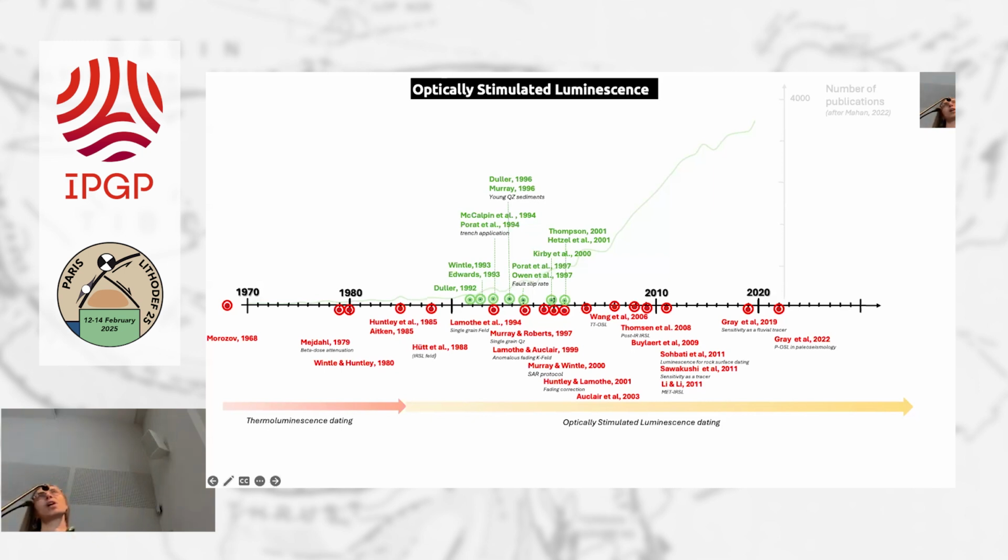The first papers that really used OSL for paleoseismology were more or less from Naomi Porat, on trenching and also to determine a fault slip rate. And it's the same: if you look at the number of publications, it just increased. I think if you just Google luminescence dating, it's more than 4,000 papers now. Not just about paleoseismology, but in the world. It's really increasing.